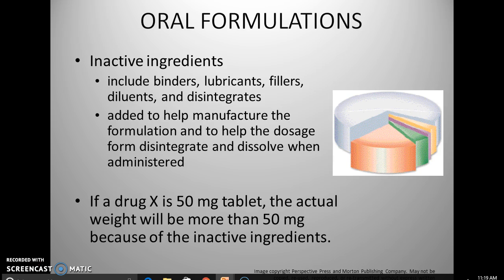Another thing that should be noted about oral formulation is the inactive ingredients. So many times when we look at this particular pill, and let's use aspirin as our example, we'll use that throughout, the pill has a lot of things that are added to it. And we're going to talk about that in a little bit more detail in the next section.